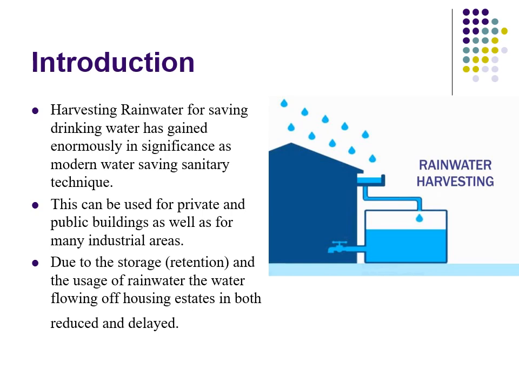Introduction. Harvesting rainwater for saving drinking water has gained enormously in significance as a modern water saving sanitary technique, and this can be used for private and public buildings as well as for many industrial areas due to the storage or retention and the usage of rainwater. The water flowing off housing estates is reduced and delayed.